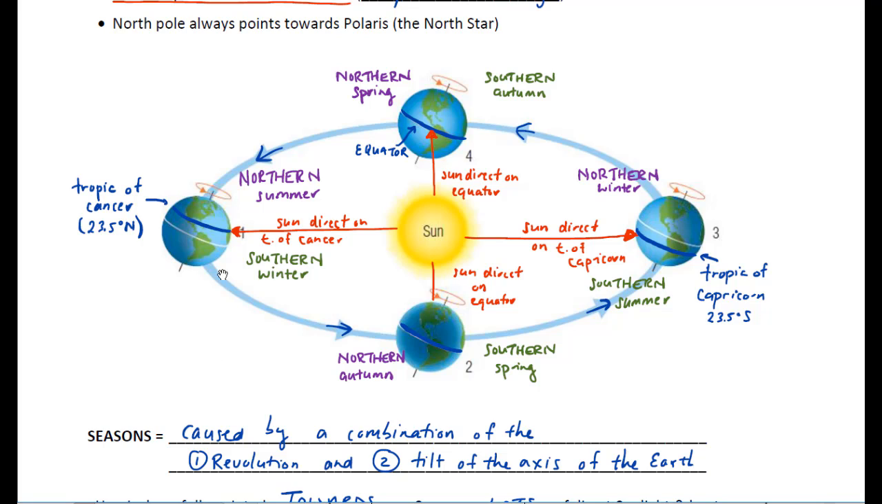So here we go. Let's start right here. The couple of things that we need to define. The first one is the equator. Now, of course, you've heard of the equator before. That's the widest point of the Earth.